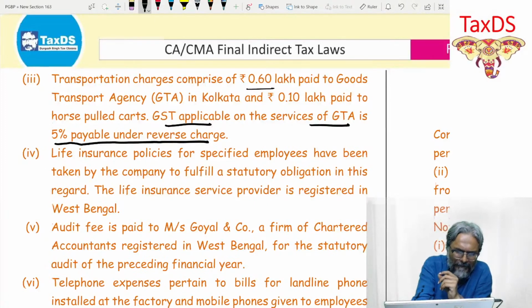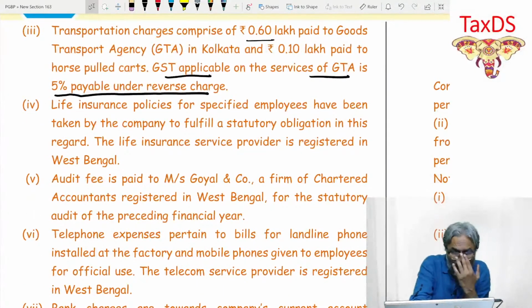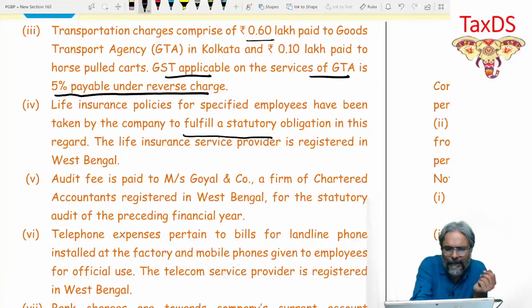Point number 4, life insurance policy for specified employees have been taken by the company to fulfill a statutory obligation in this regard. Statutory obligation, students. So if it is a statutory obligation, then and only then the ITC in respect of that is allowed.